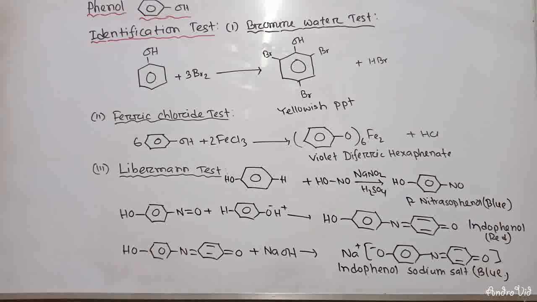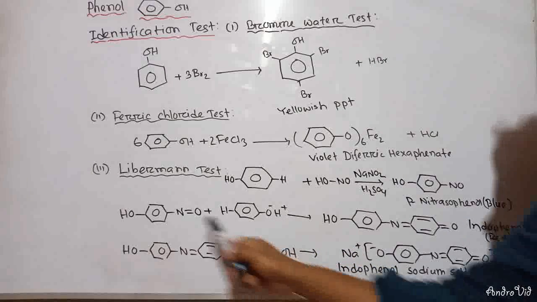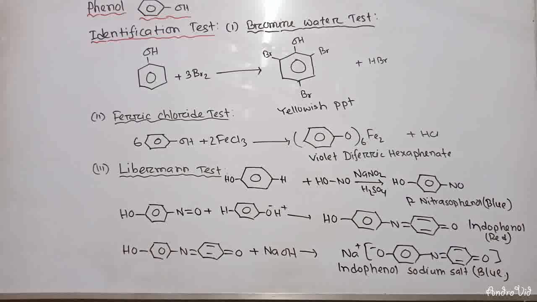Later, on adding excess sodium hydroxide to the red solution, again it turns green or blue. When you add an excess amount of sodium hydroxide to this red colored solution, they produce indophenol sodium salt, which has a blue color. So the color of the solution was first blue. When you add water, they produce indophenol, which is red, and when you add an excess amount of sodium hydroxide, they produce indophenol sodium salt, which is blue. So blue color appears again. If this happens, then you will be sure that in that test tube there must be phenol present. So these are the Liebermann test observations.